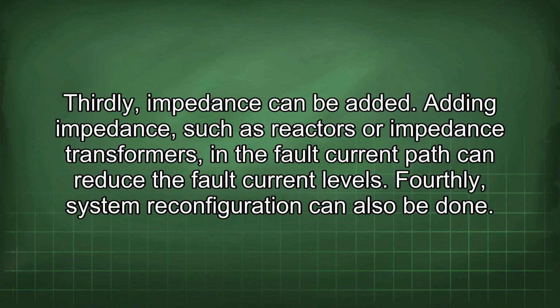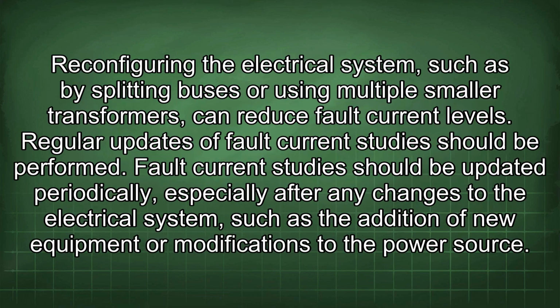Fourthly, system reconfiguration can also be done. Reconfiguring the electrical system, such as by splitting buses or using multiple smaller transformers, can reduce fault current levels. Regular updates of fault current studies should be performed.